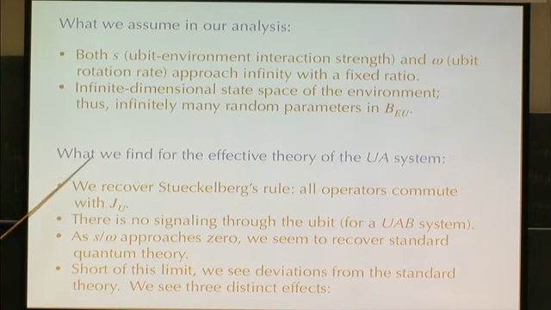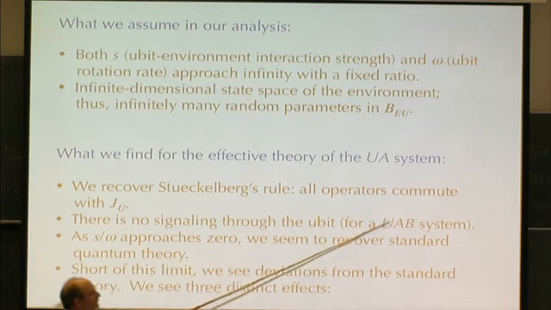Here are our results. First of all, we recover Stuckelberg's rule because of the decay of the parts that don't commute with J. Everything ends up commuting with J. Also, even though this is a crazy theory with a universal U-bit that's everywhere and interacting with everything, the effective theory is a no signaling theory. So there's no signaling through the U-bit.